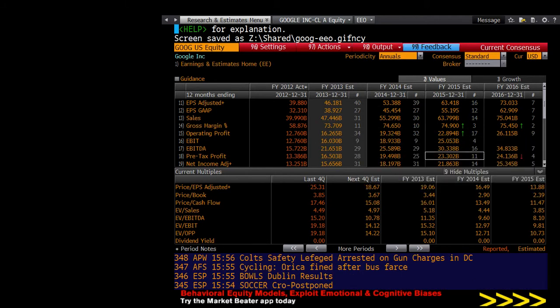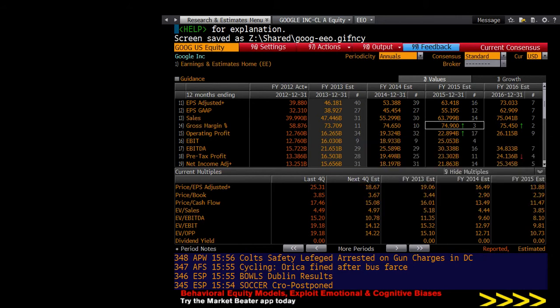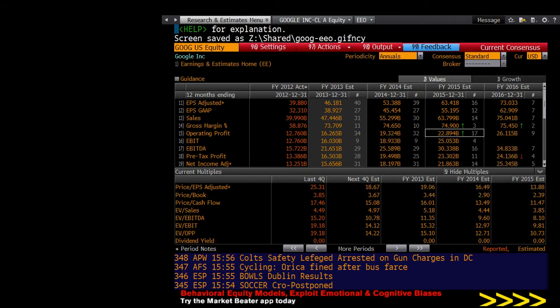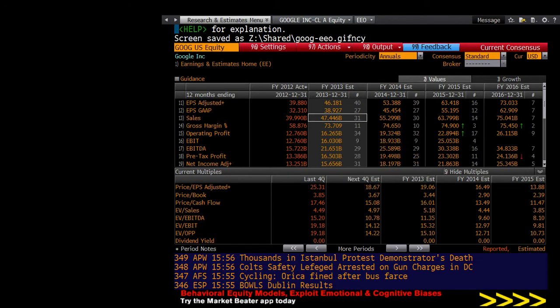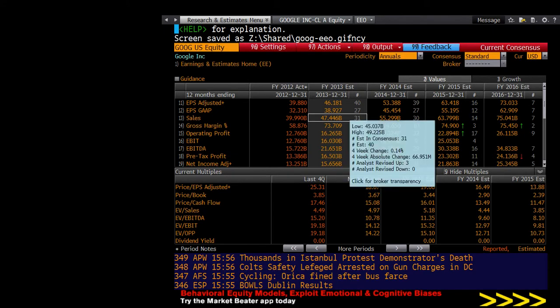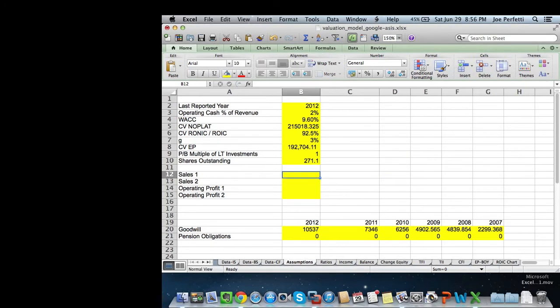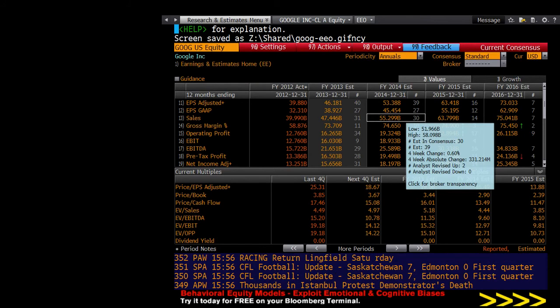Matter of fact, you can see some of the changes with the arrows. There's been some upward revisions in Google's operating profit for 2015 and 2016 recently. Looks like one of the three analysts changed it. But anyways, back to this. For 2013, 47,446. So we're going to come to our model. I'm going to put in 47,446. And for sales 2, which is 2014, 55,299.